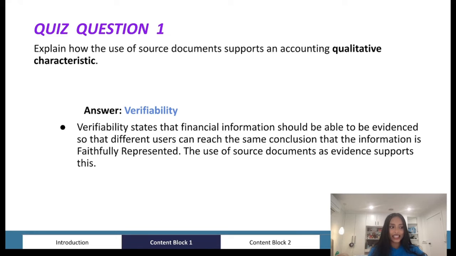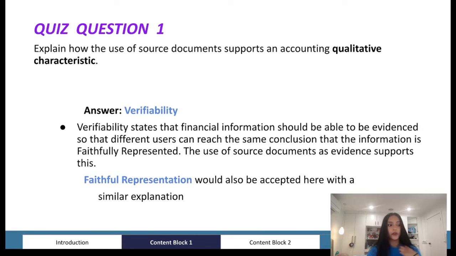And as you can see in this response, I've hit all 3. I've stated the term, I've defined the term, and I've linked it back to the question. And actually, this was a bit of a trick question because faithful representation would have also been correct here. Either would have been fine, but it would have just been a similar explanation. There are questions like that where it could be either characteristic, but you just need to pick the one that makes the most sense to you.